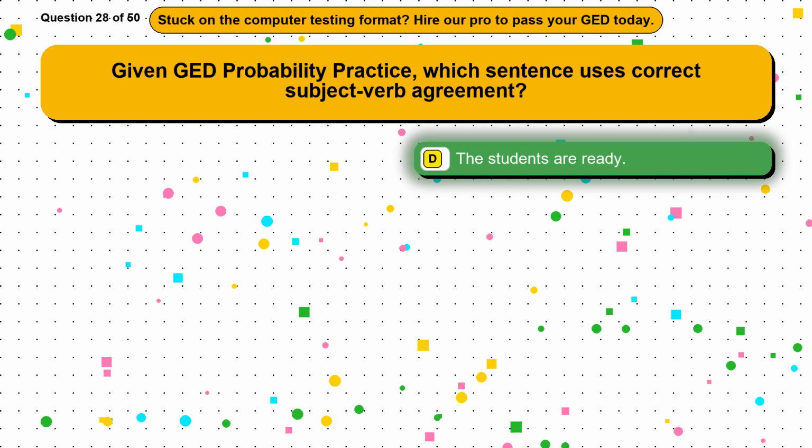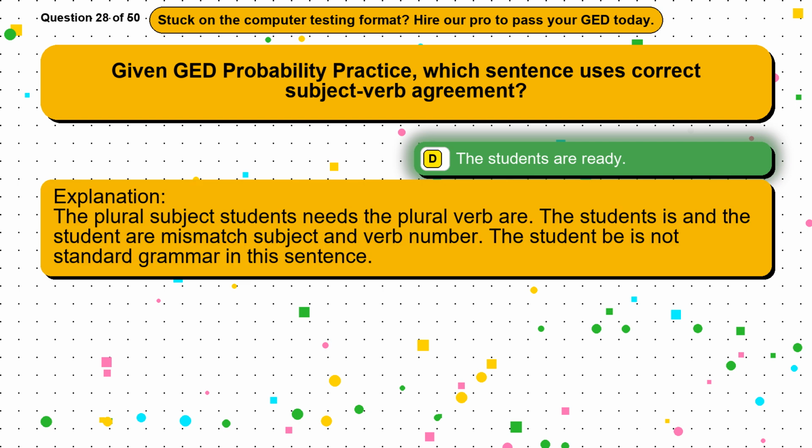The correct answer is option D. The students are ready. The plural subject students needs the plural verb are. The students is and the student are mismatch subject and verb number. The student be is not standard grammar in this sentence.